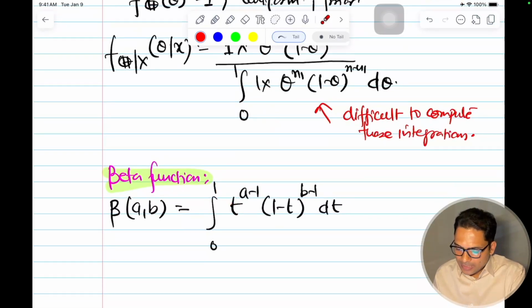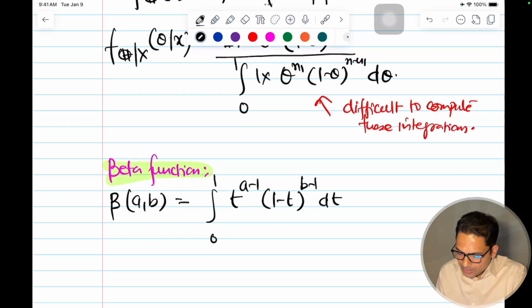What will it become? Here it is a minus 1. So a minus 1 is equal to n1. And here 1 minus t is 1 minus theta. So let's put t is equal to theta. Then n1 is equal to 1 minus a.